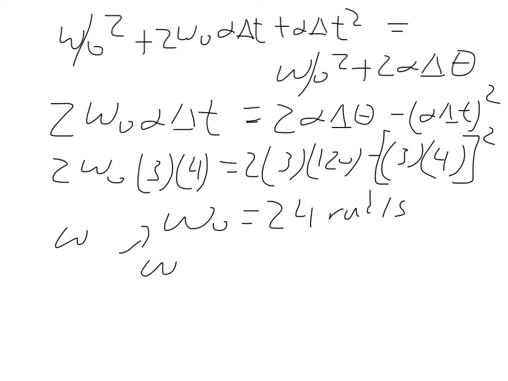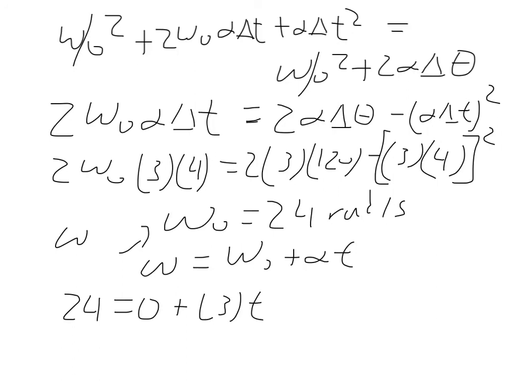So now using omega is equal to omega naught plus alpha t, we're going to have 24 is equal to 0 plus 3 times t, and we get a time interval of 8 seconds.